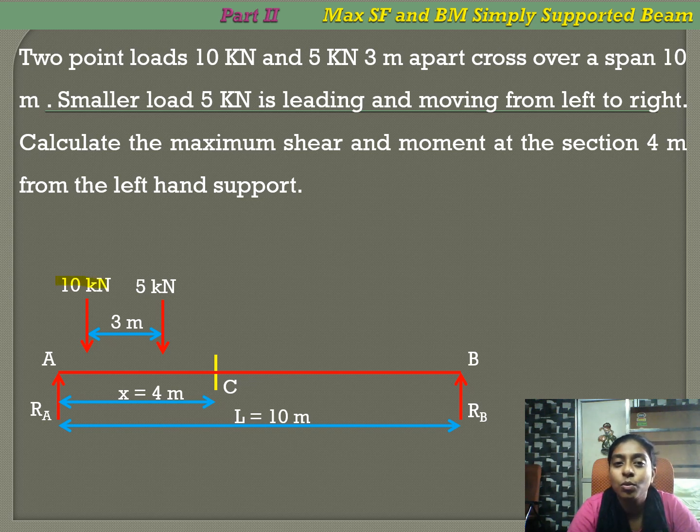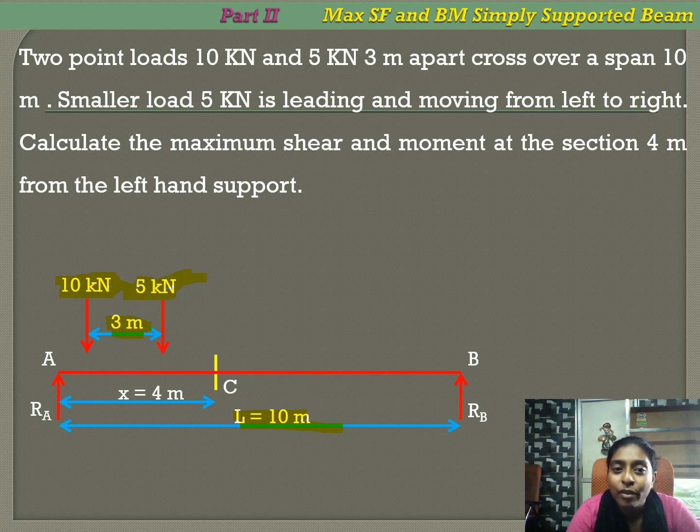So we have two loads given, one is 10 kilonewton and another is 5 kilonewton, and these two concentrated loads are placed 3 meter apart. The distance between these two loads is 3 meter. Now the total span length is 10 meter. The smaller load of 5 kilonewton is leading. That is, the loads are moving from left to right. When moving, the 5 kilonewton load moves first. That's why we call it the leader, moving first.